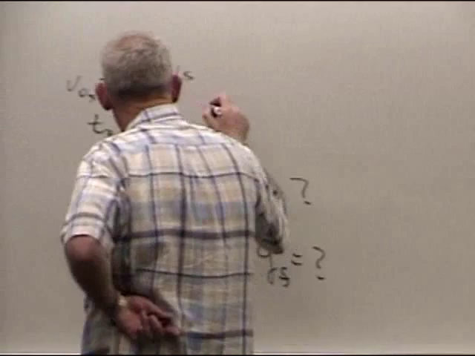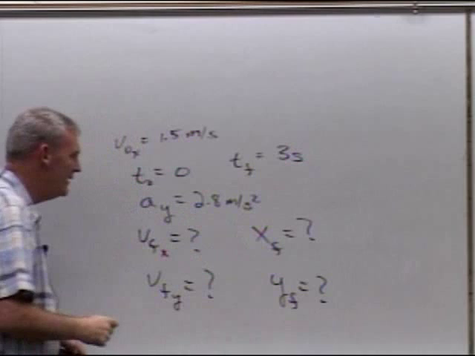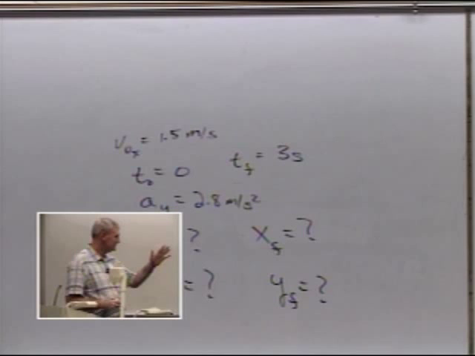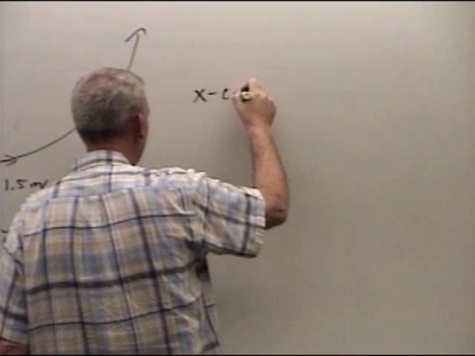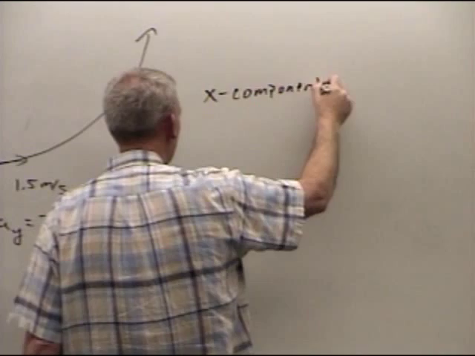Now, what we don't know is this. T final is equal to 3 seconds. Now, here we go. You break these down into their components. You go, okay, I got my x components over here. I got my y components over here.